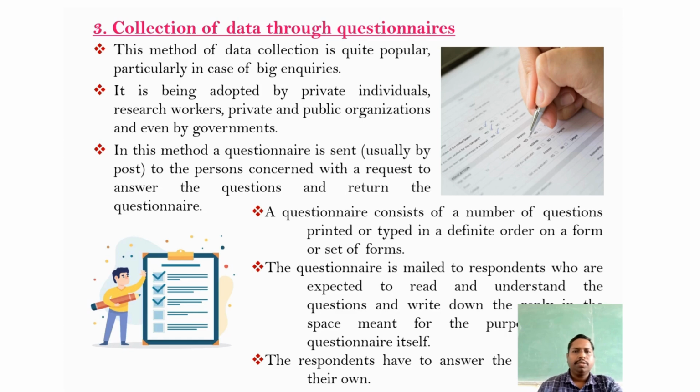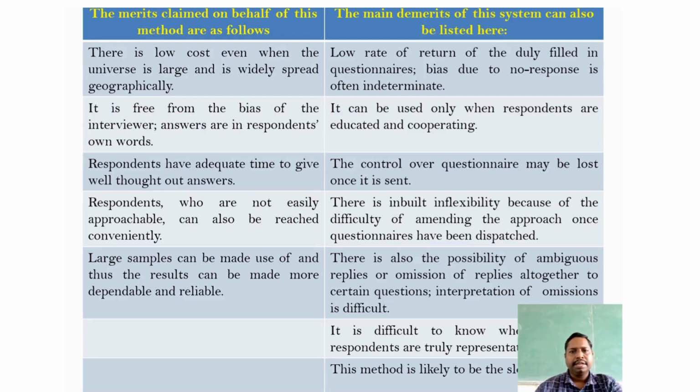Method number 3 is collection of data through questionnaires. So framing questions, giving the options required for the responder, and collecting the responses from the questionnaire is also one method. This method of data collection is quite popular, particularly in the case of big inquiries. It is adopted by private individuals, research workers, private and public organizations, and even by governments. In this method, a questionnaire is usually sent by post to the persons concerned with a request to answer the questions and return the questionnaire.